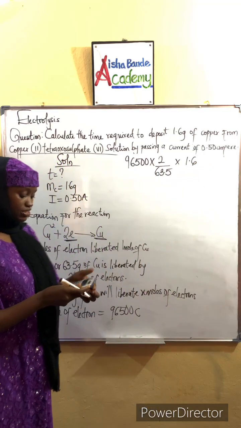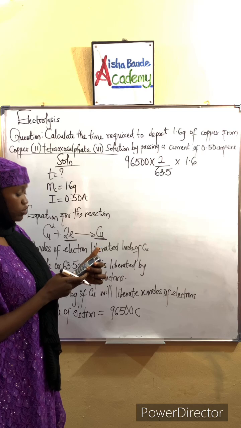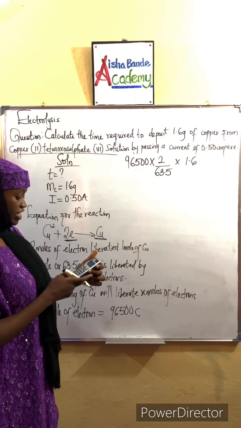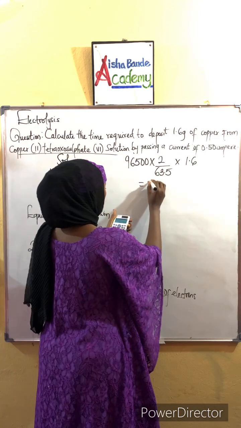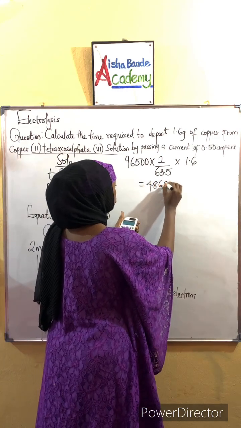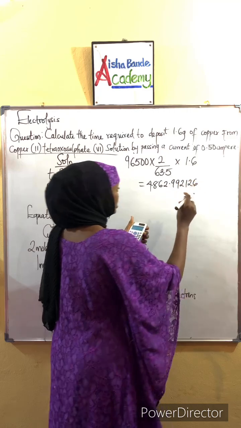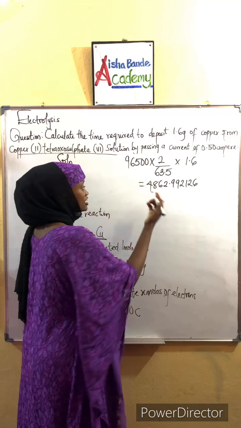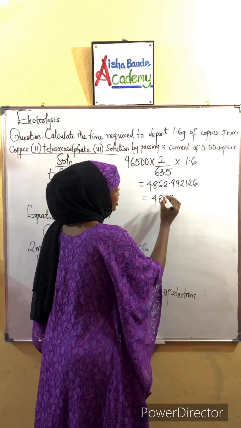So from here we can simplify. Let's multiply all the numerators: 96,500 times 2 times 1.6, all of these divided by 63.5. So here we have a value of 4862.992126. I'm just writing out the whole values we have here before approximating. Taking this as a whole number becomes 9863 coulombs.